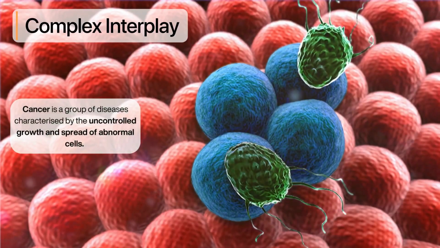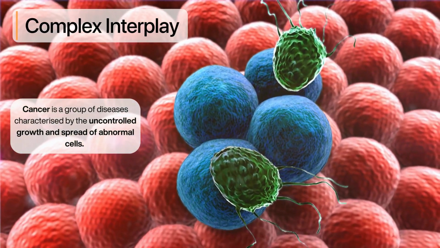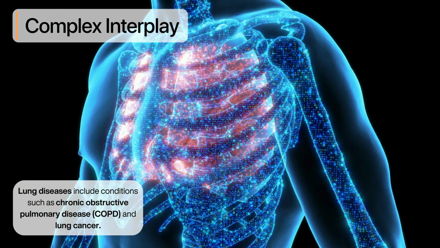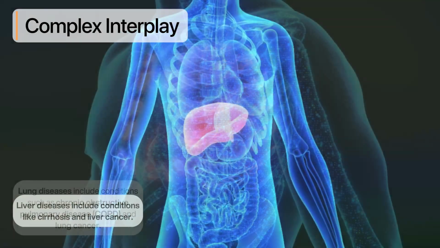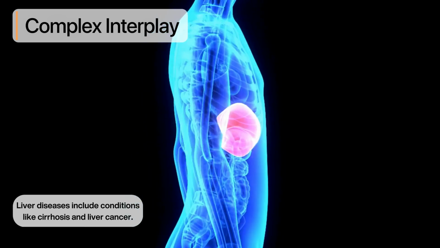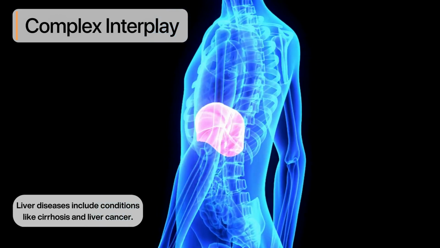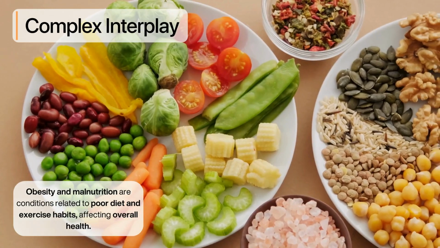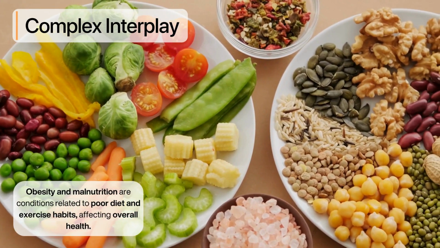Cancer, a group of diseases characterized by the uncontrolled growth and spread of abnormal cells. Lung diseases, conditions like chronic obstructive pulmonary disease and lung cancer. Liver diseases. These include conditions like cirrhosis and liver cancer, often caused by excessive alcohol consumption. Obesity and malnutrition, conditions related to poor diet and exercise habits, affecting body weight and overall health.